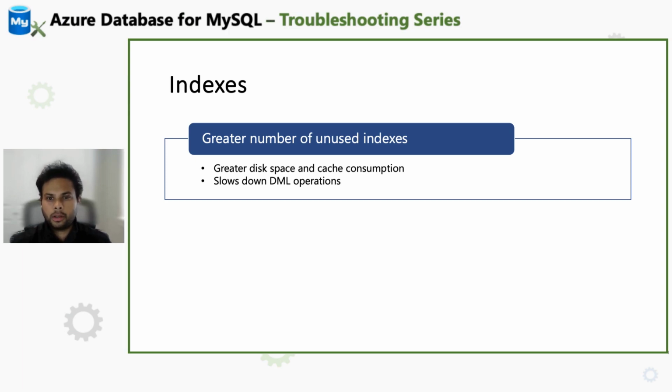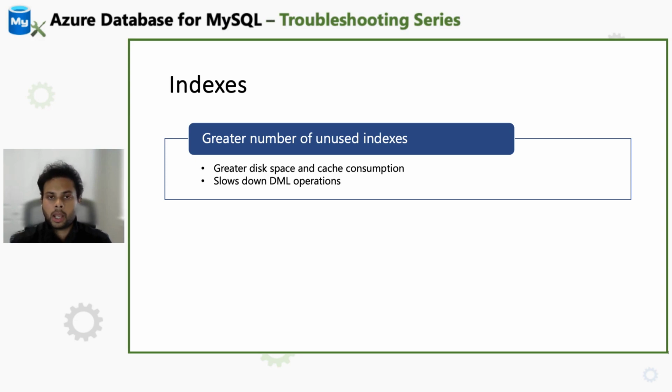First and foremost, if you have too many indexes on the table, it can lead to greater disk space utilization as well as cache consumption. And the second side effect is that you would see a very significant slowdown for your DML operations. Any inserts, updates, deletes do get affected. Anything that's supposed to run in a few milliseconds or a few seconds could end up taking quite some time, perhaps an order of magnitude more than you may expect from your initial testing itself.